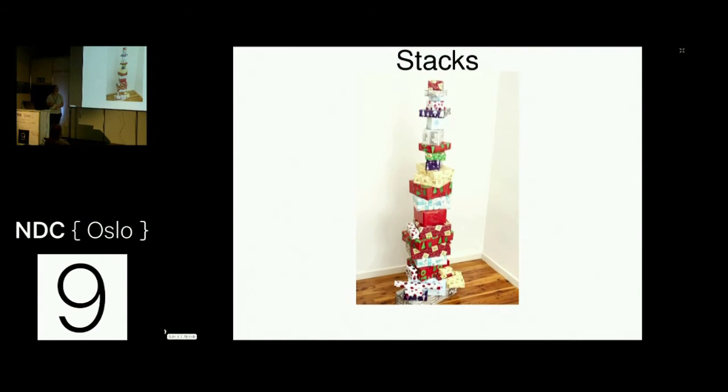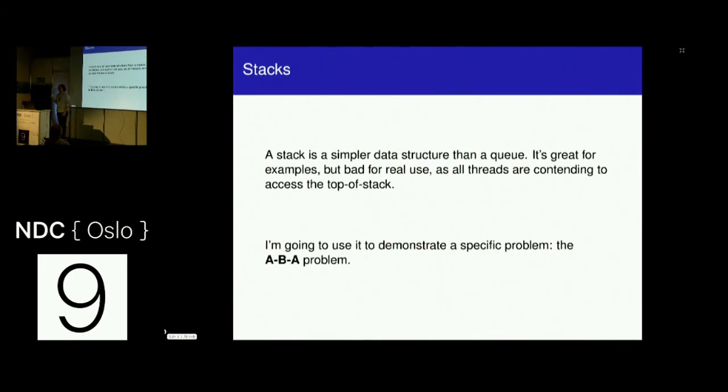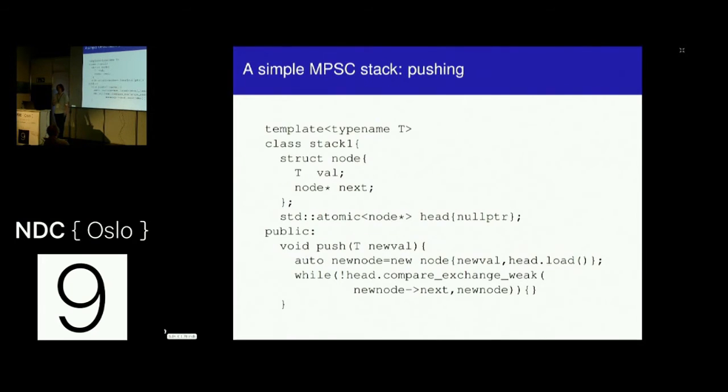Okay, quick dive through stacks. Only got a few minutes left, so it's going to be speedy. A stack is a simpler data structure than a queue. It's great for examples, but mostly you're not going to use it in multi-threaded code because if you've got multiple threads accessing, everyone's piling on the head. There's only the one point of access, the top of the stack. But we're going to use it for a specific demonstration of a specific problem, the ABA problem.